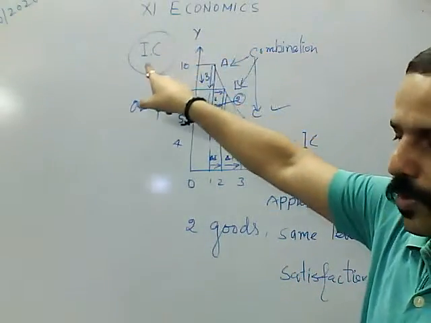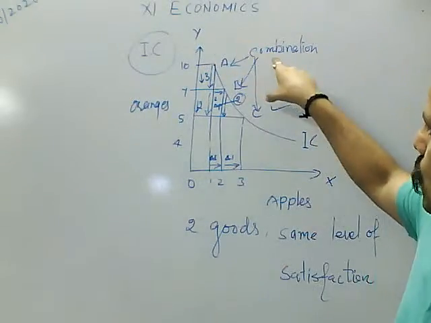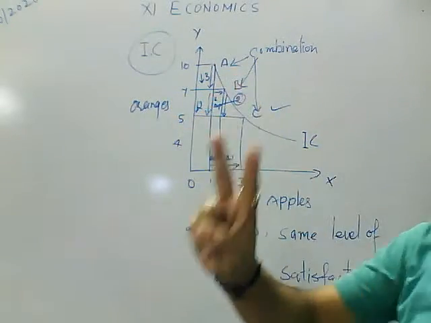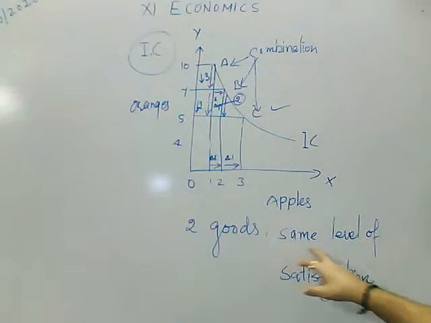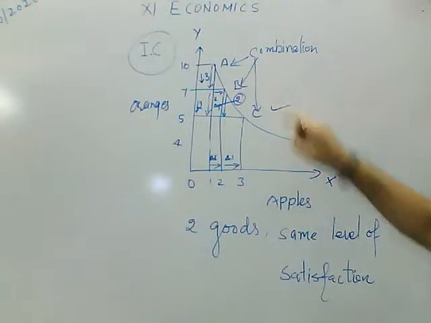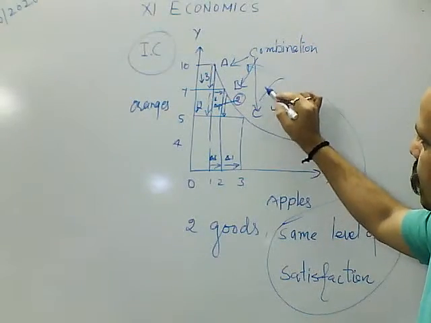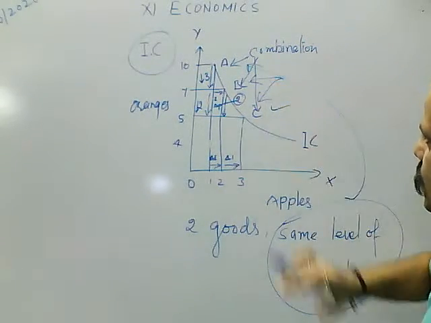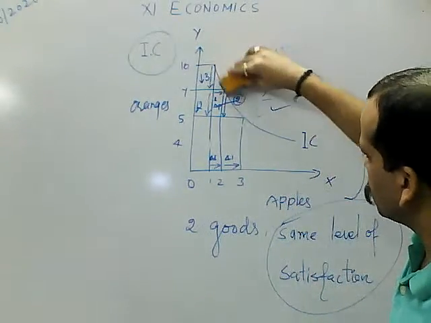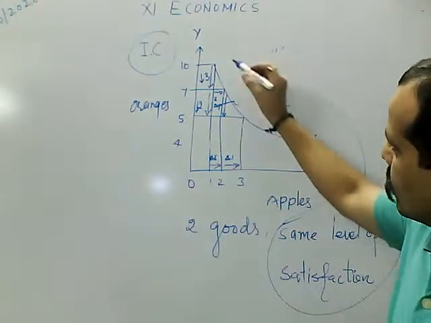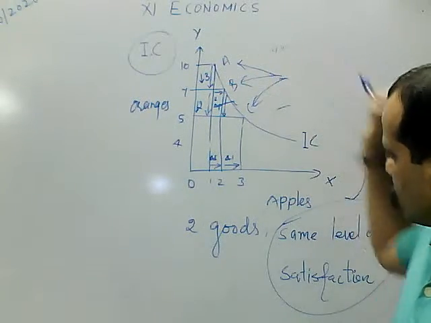So again, I am going to revise the definition of indifference curve. Okay, if there is no doubt. So indifference curves show the combination of two goods which give the same level of satisfaction. Same level of satisfaction at A, B, C and D. No change between. The consumer remains satisfied at all the combinations. A, B, C, same level of satisfaction.